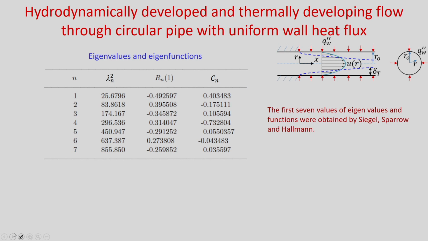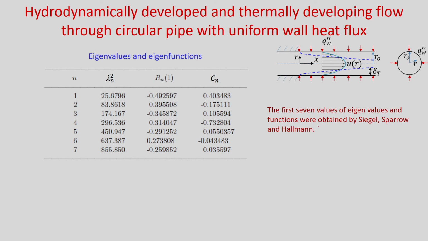Okay. So, now if you see these eigenfunctions, you will get different eigenfunctions, but at eta is equal to 1, R_n(1) is found from these first 7 values of eigenvalues and eigenfunctions. These eigenfunctions were obtained by Siegel, Sparrow and Hallman. So, you can see from this table, for different values of n from 1 to 7, these are the lambda n squared values, and R_n(1), that means at eta is equal to 1, that means at the boundary.